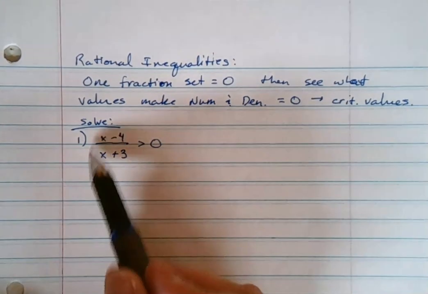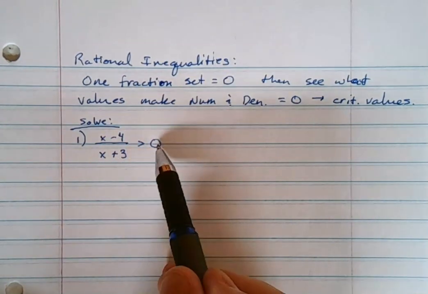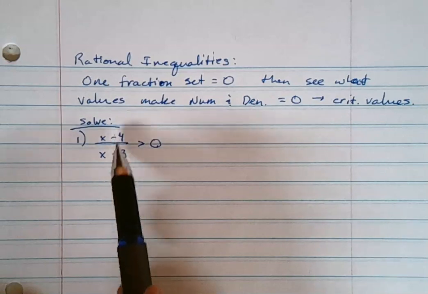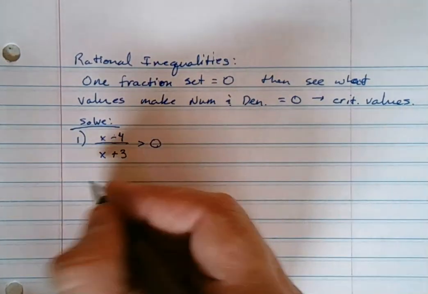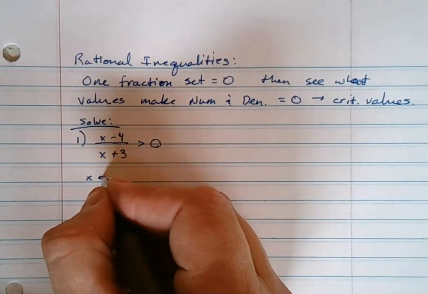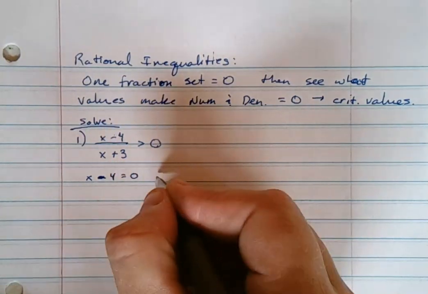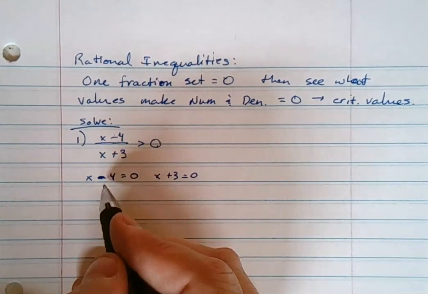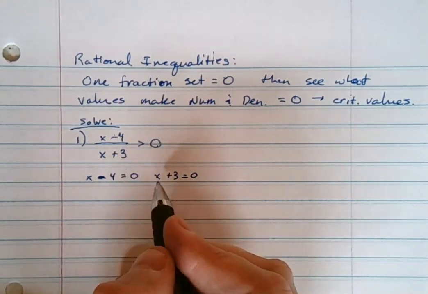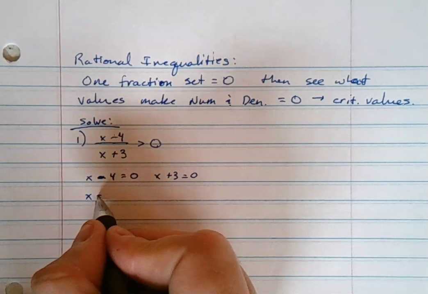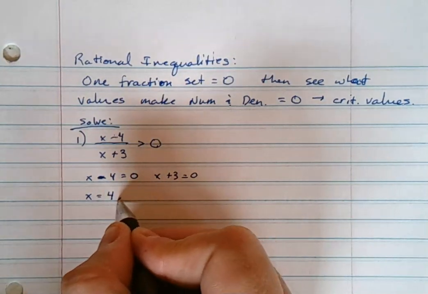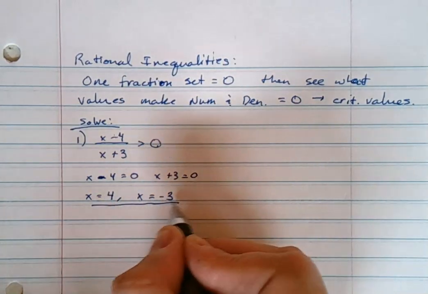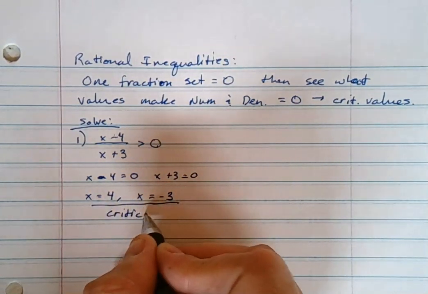So what do we got? We've got one fraction on one side, 0 on the other. We're good. Then we need to see what values make the numerator and denominator 0. So we say, okay, x minus 4 is equal to 0, and we say x plus 3 equals 0. So set the numerator equal to 0, set the denominator equal to 0. This is going to give me x equals 4, and this is going to give me x equals -3. Those are my critical values.